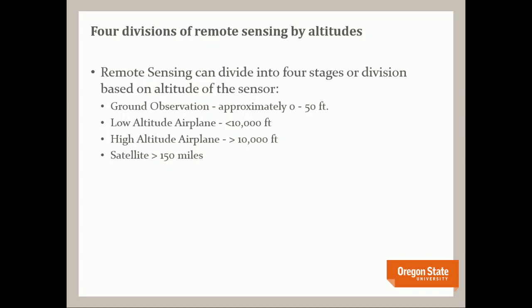Ground observation approximately ranges 0 to 50 feet. Low altitude airplane, less than 10,000 feet. High altitude airplane, greater than 10,000 feet, and satellite greater than 150 miles.